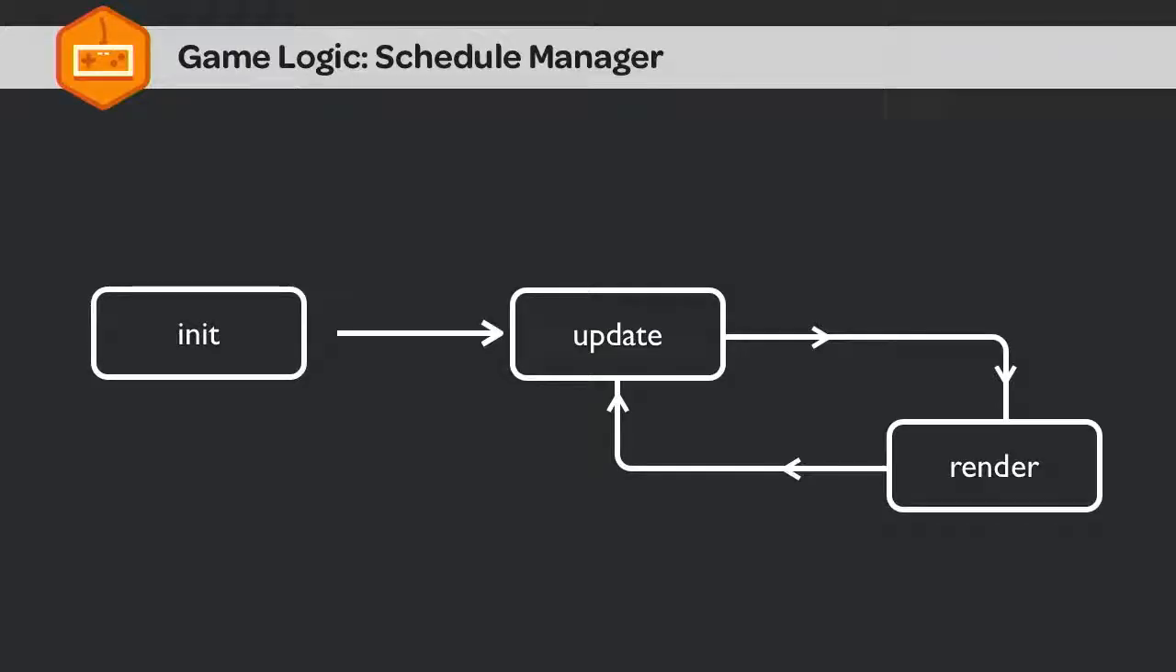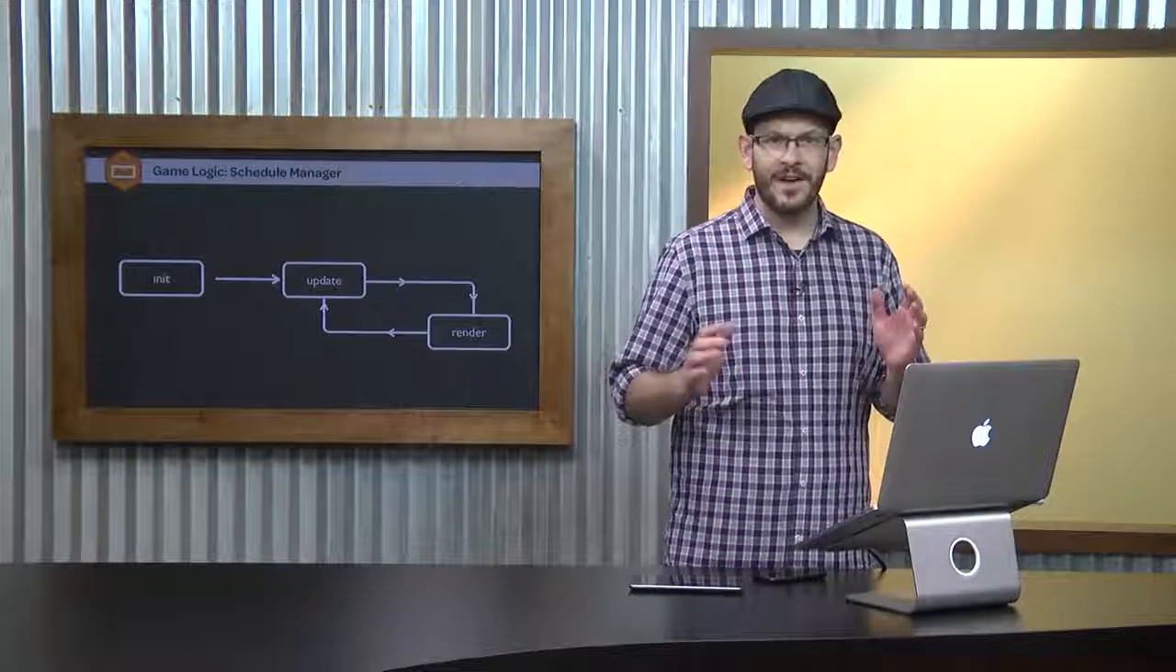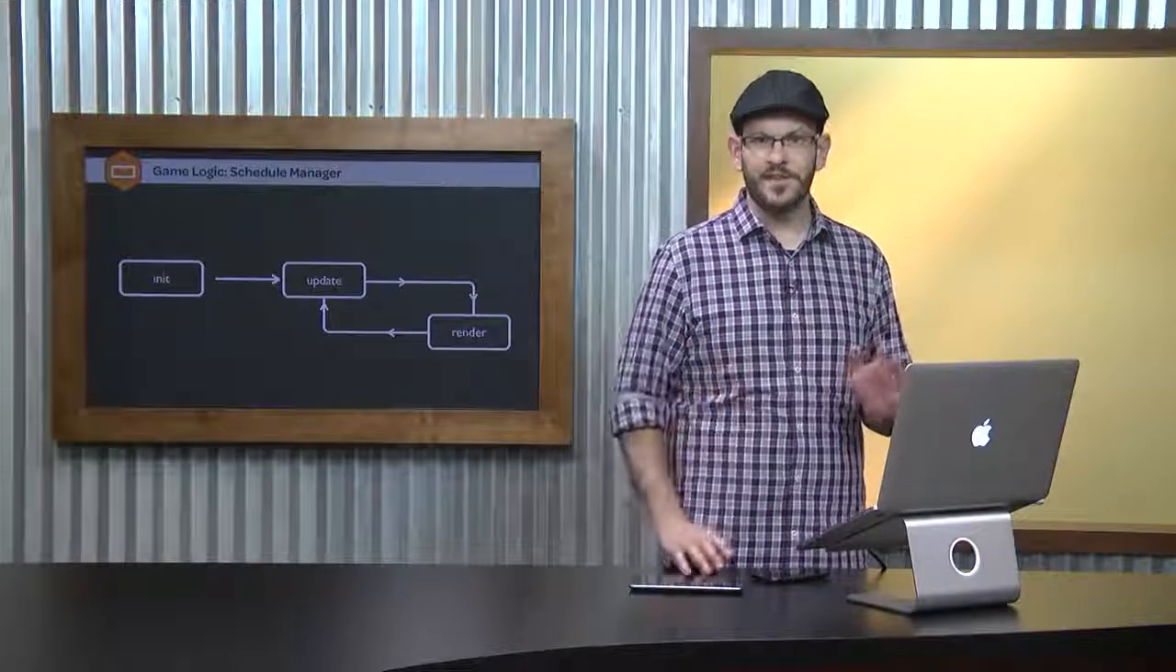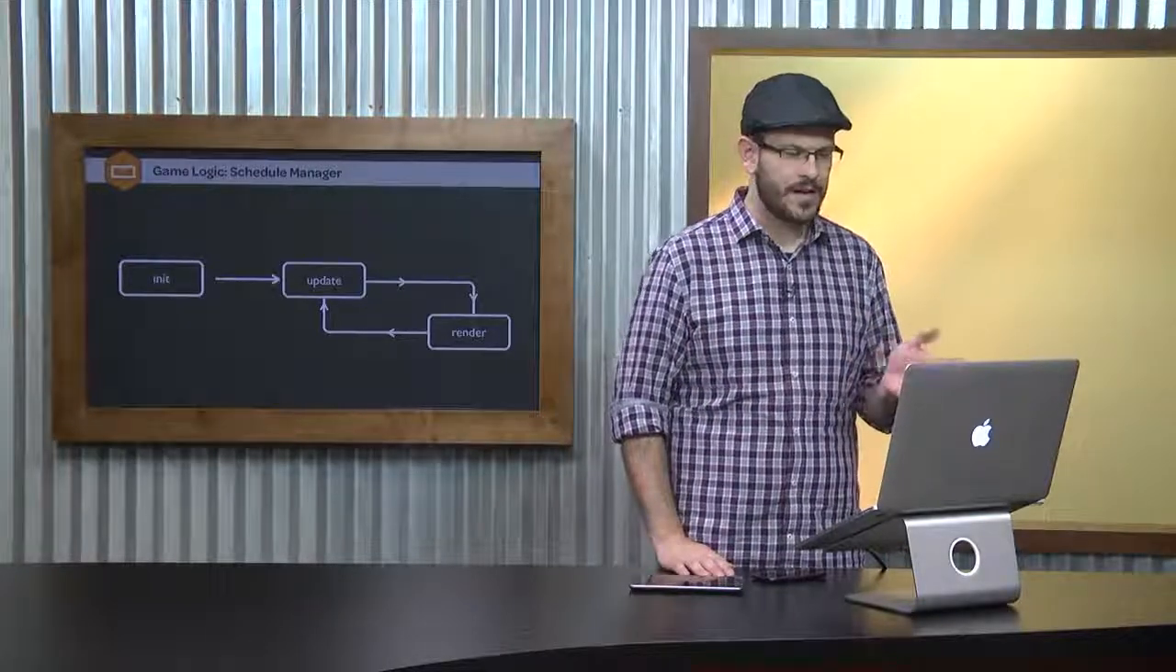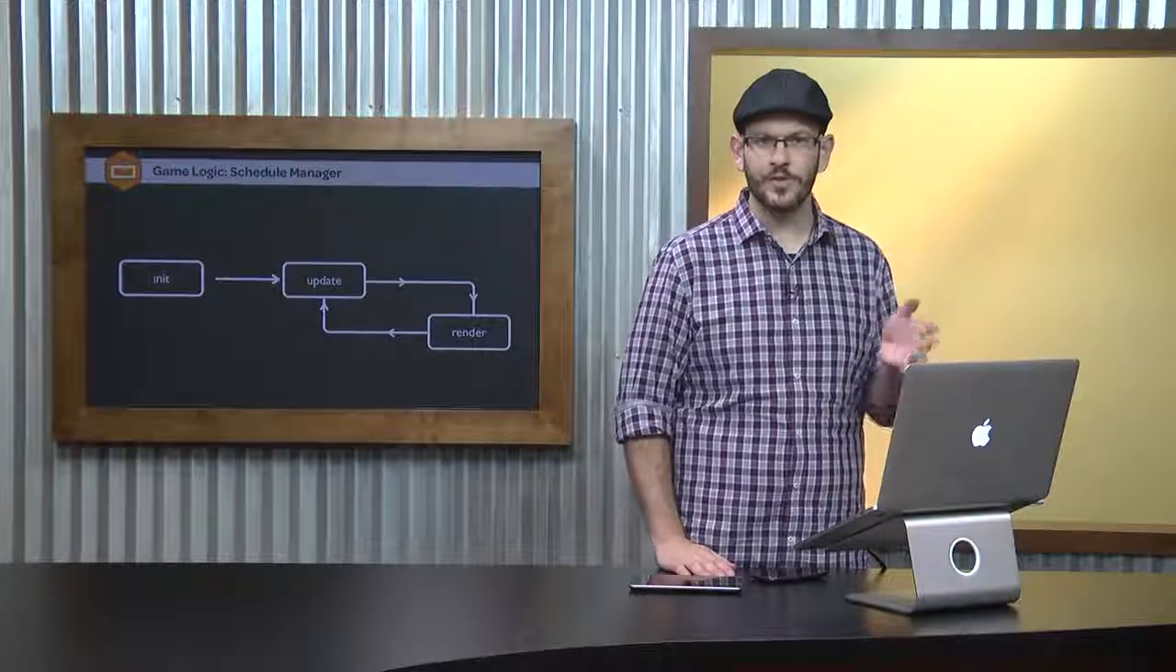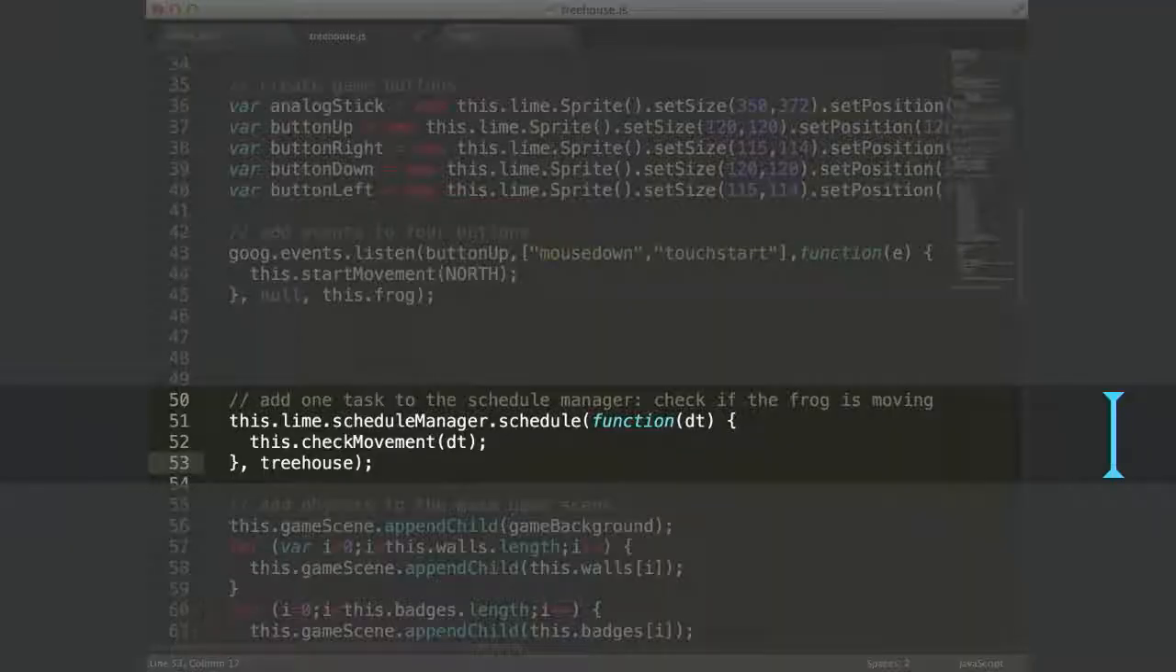We're now ready to code the update portion of the game logic. Lime.js handles that with their schedule manager. Again, we don't have to do anything for the rendering. Lime.js handles that automatically, and with the schedule manager, we can inject code that should run when it's updated. To do this, we can add an event into the schedule. When the schedule is run, this will be every frame, every time this is run, we can call a new method on the frog called checkMovement.